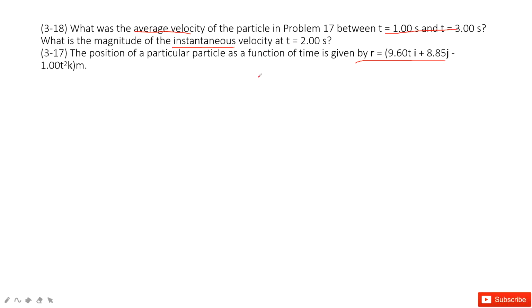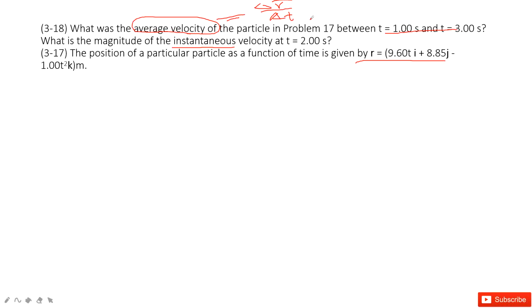For these problems, when we consider the average velocity, what do we consider? We need to consider the displacement divided by time taken, right? And the time taken is easy because from 1 second to 3 seconds, it's just 2 seconds. Now the next one is we need to find the displacement. The displacement is the final position minus initial position. So this one is easy. Just a change of position divided by change of time.